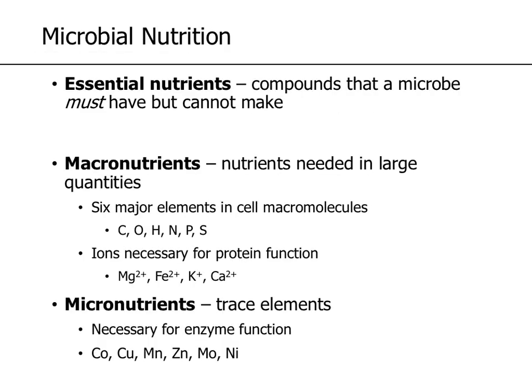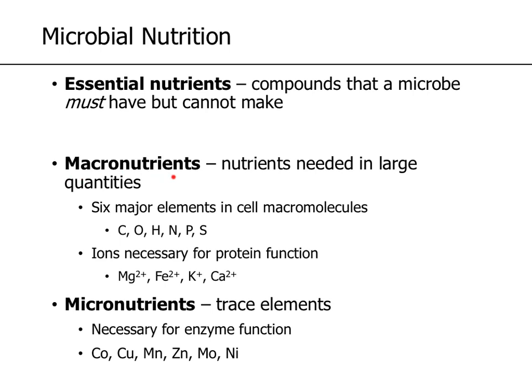All right, so just in terms of general nutrition, right? All the cells need certain things to be able to grow and to survive. So the essential nutrients are the ones that they must have, but they can't make themselves, so they have to get them someplace else, right? Whether it's from the environment or from another organism that they're living nearby, they have to be able to acquire these nutrients.